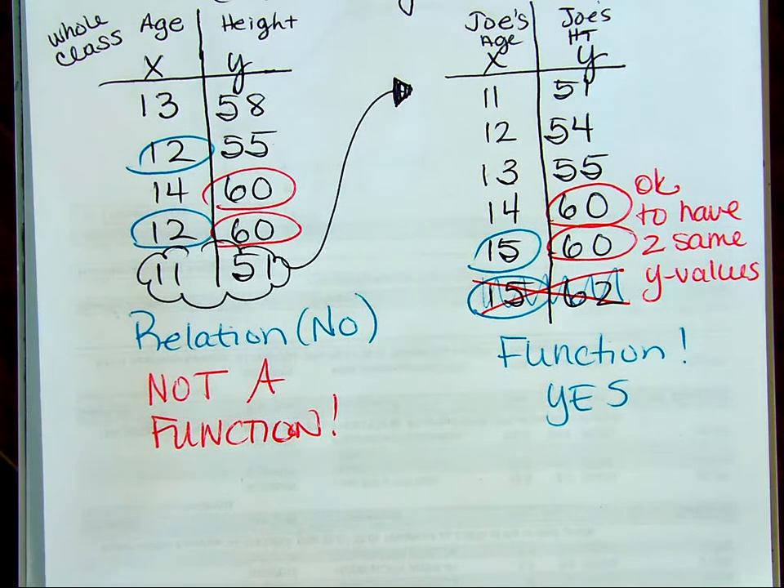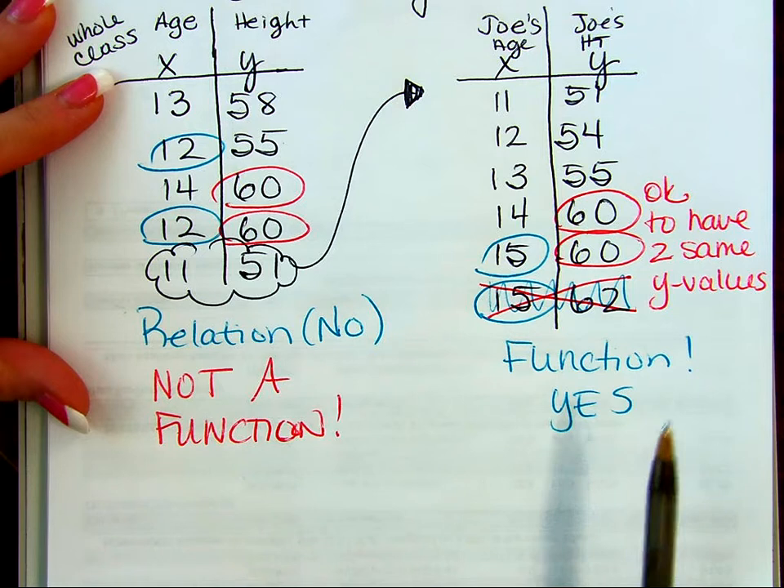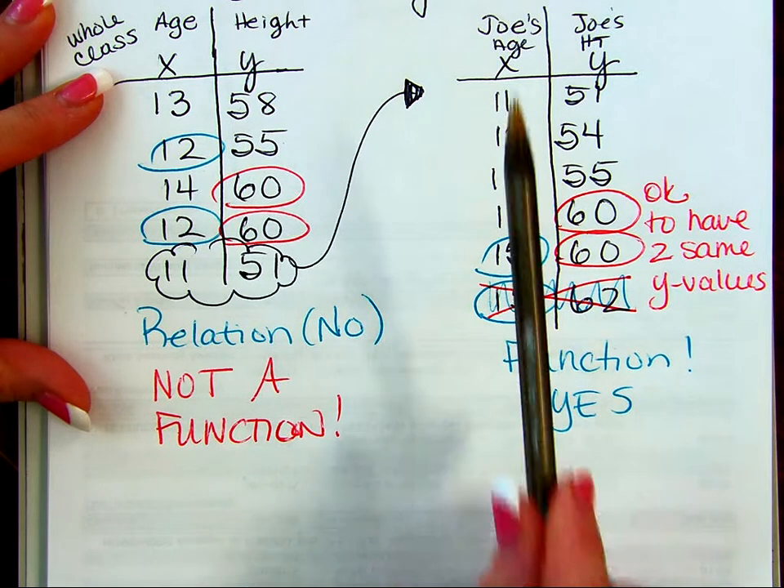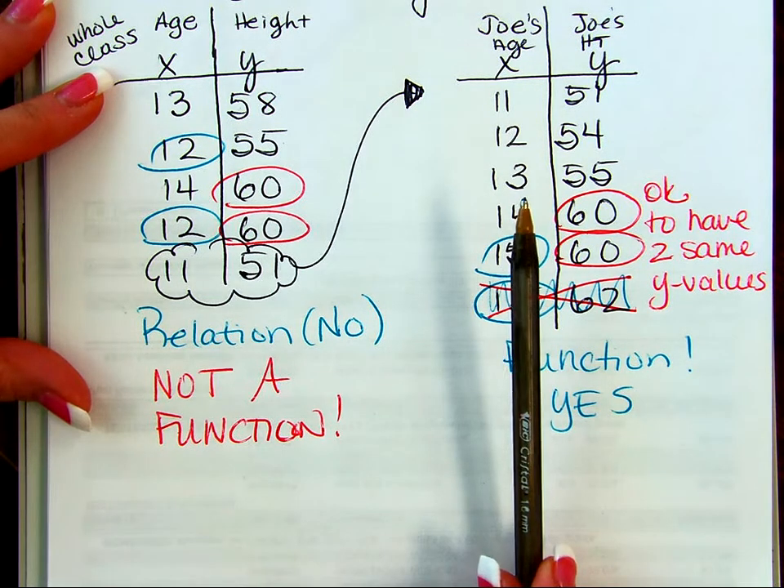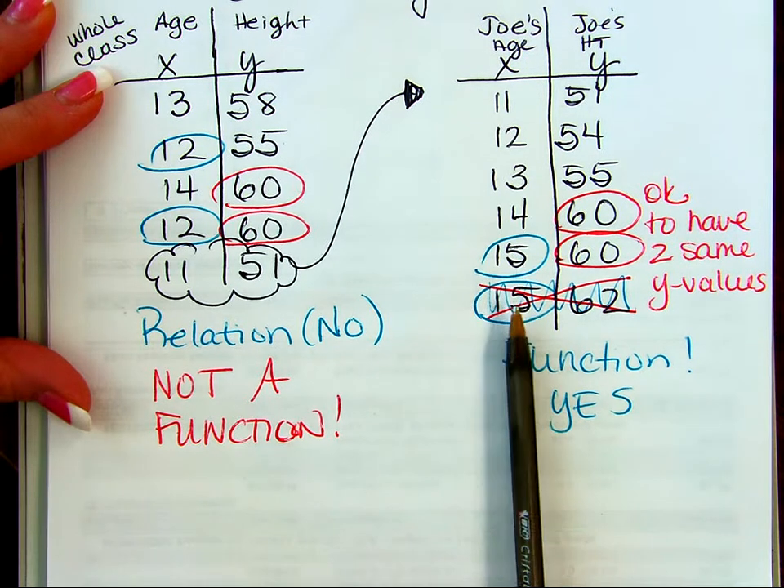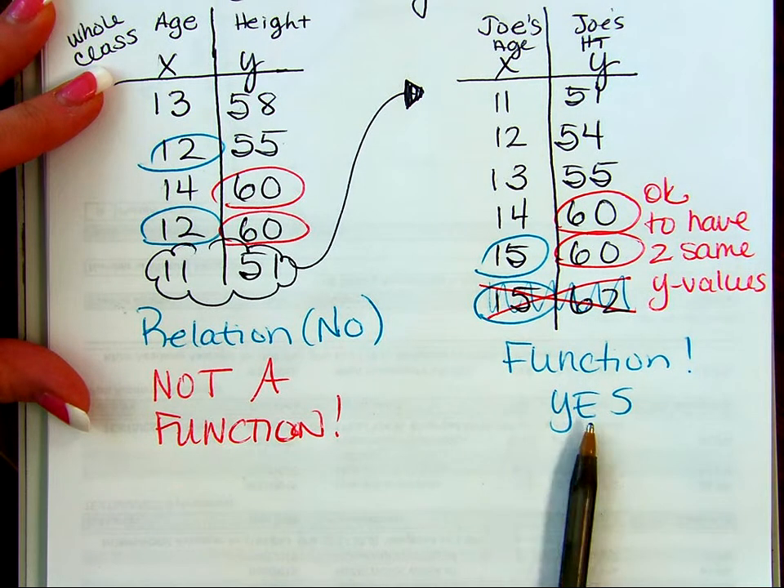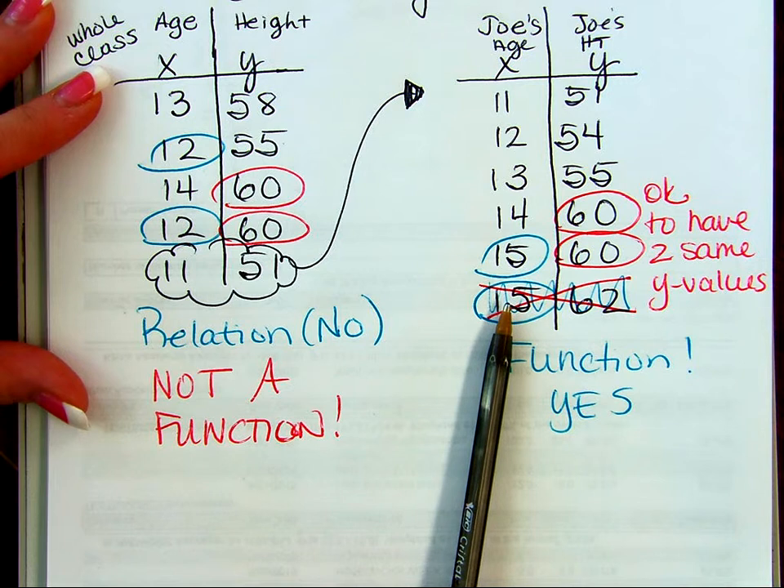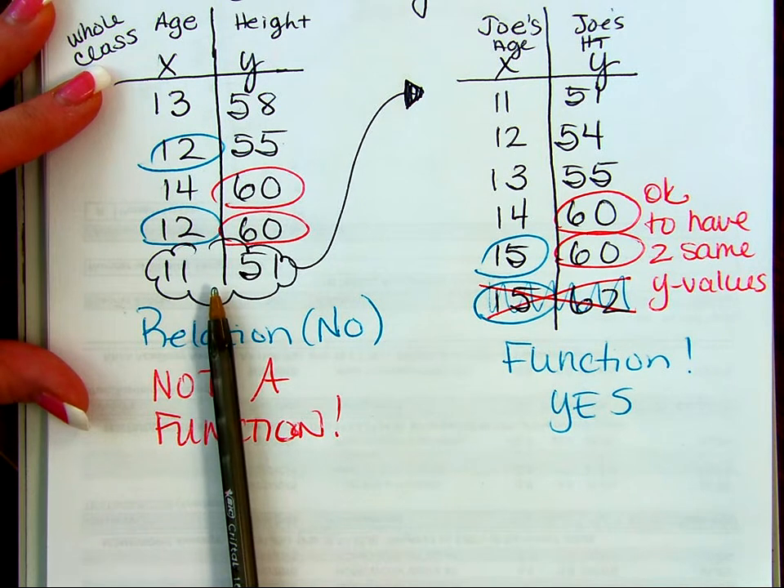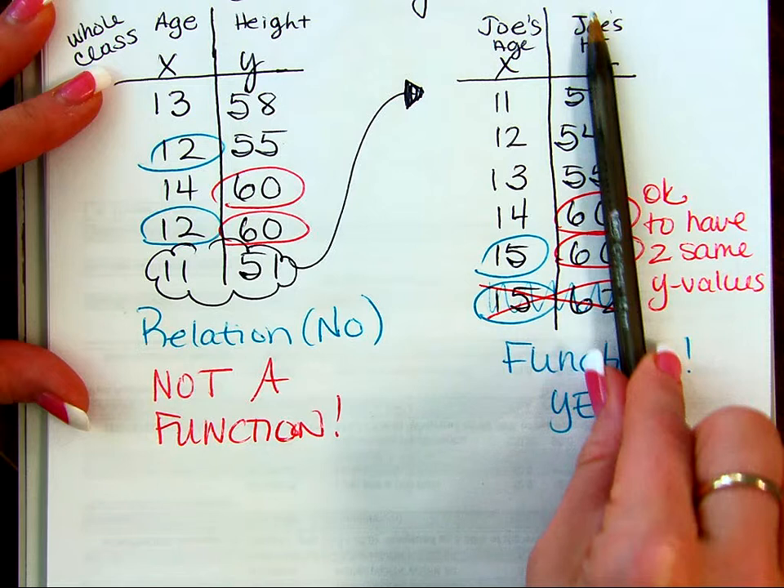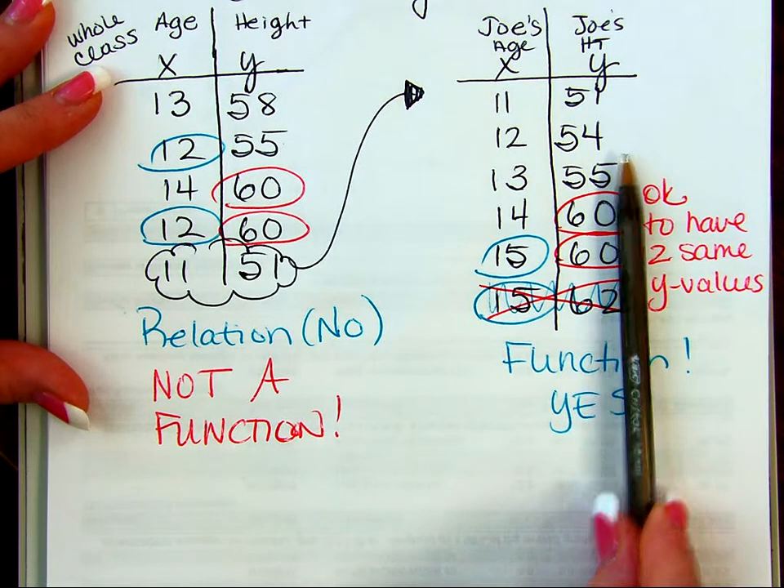Okay, so I'm going to firm up for you why that is in a minute. So the function has to do with the x values. If any of your x values repeat, it's instantly not a function. It's just a relation. Can your y values repeat? Sure, just not your x's.